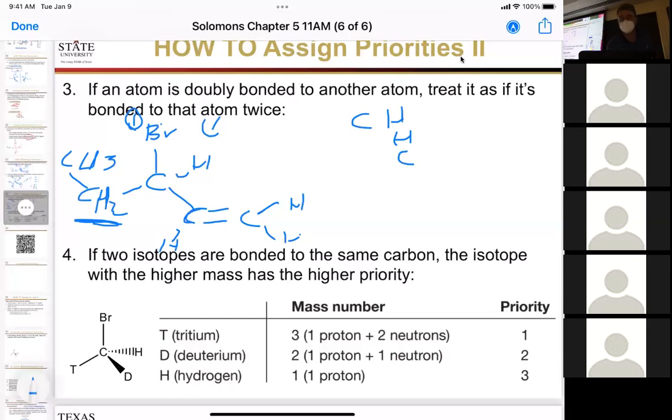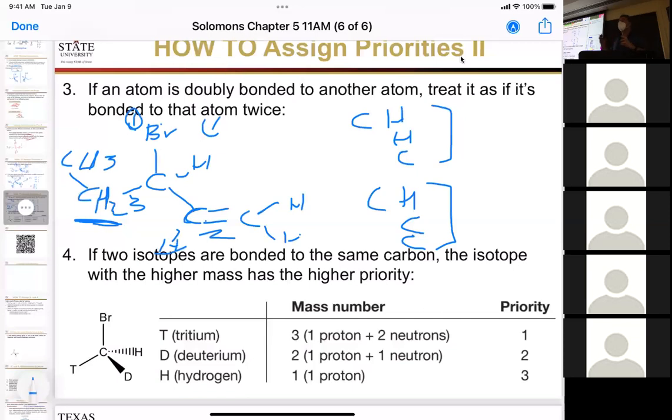But how do we do this carbon here? We have a carbon. It's bonded to 1 hydrogen from here. It's bonded to carbon once with the sigma bond. It's bonded to carbon again with the pi bond. That means we have to count each bond to that atom, and that atom counts. So now we have 2 carbons over here, only 1 carbon over here. So it's the higher priority. So that makes this our 2 and this our 3.